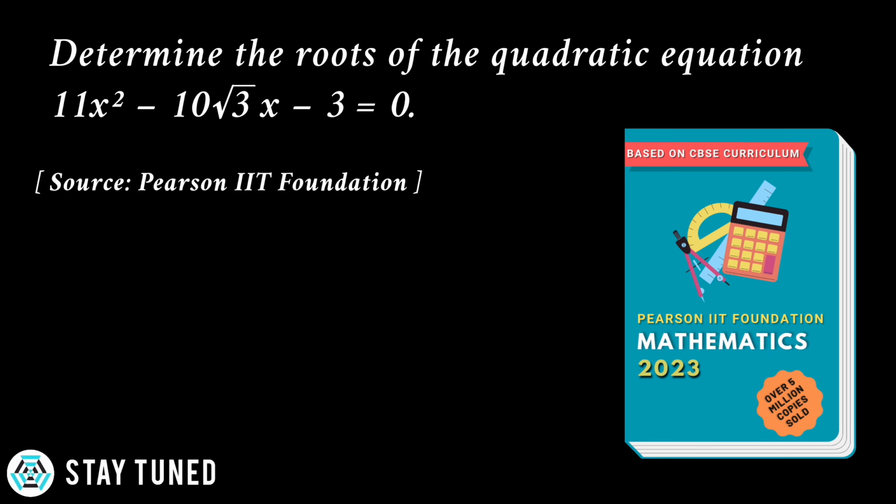Here I have a question. Determine the roots of the quadratic equation 11x squared minus 10 root 3x minus 3 equal to 0. This question has been taken from Pearson IIT Foundation Series for Mathematics.